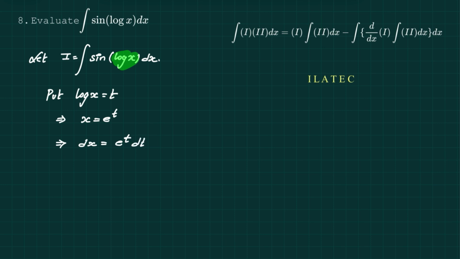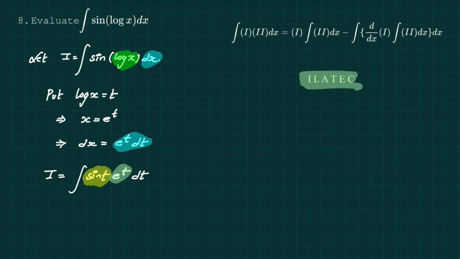Then we will have dx equals e to the power t dt. So my integral becomes I equals the integration of sine of t, and the value of dx is e to the power t dt. Now here there is the product of two functions, sine of t into e to the power t, and looking at the ILATE rule, we will consider the trigonometric function as first and the exponential function as second, and let us evaluate this using integration by parts.